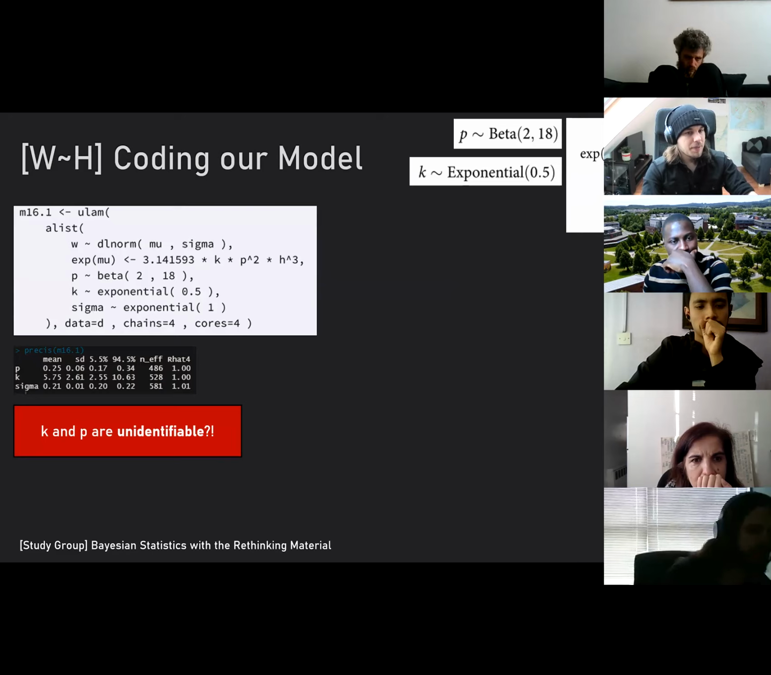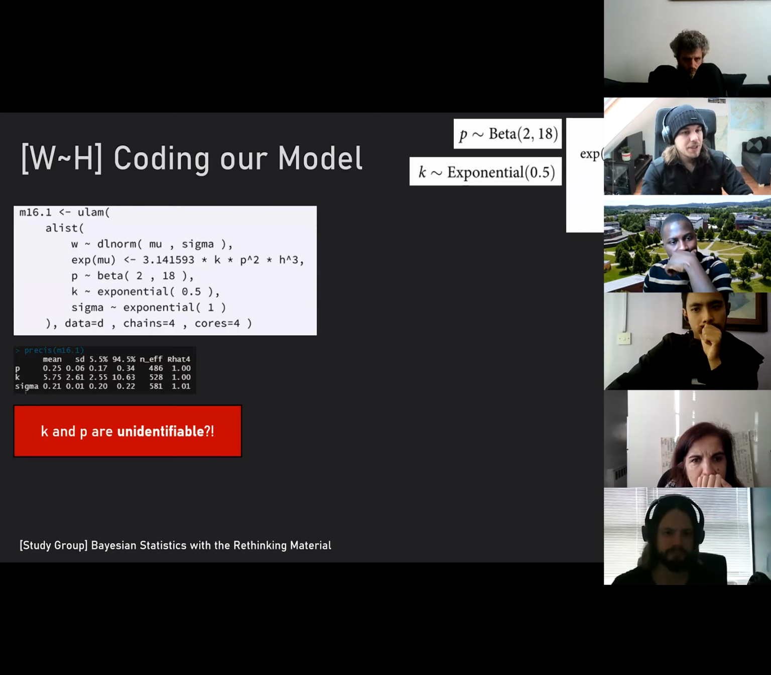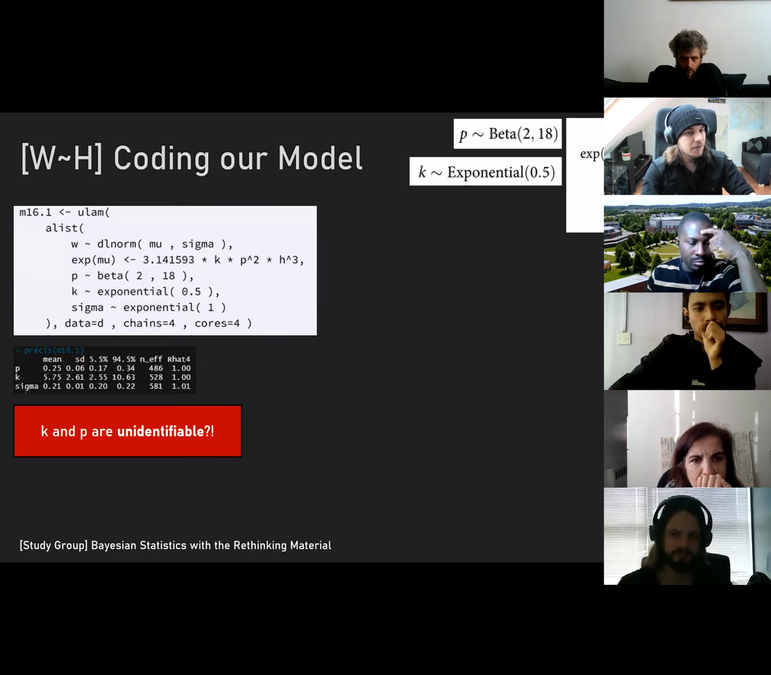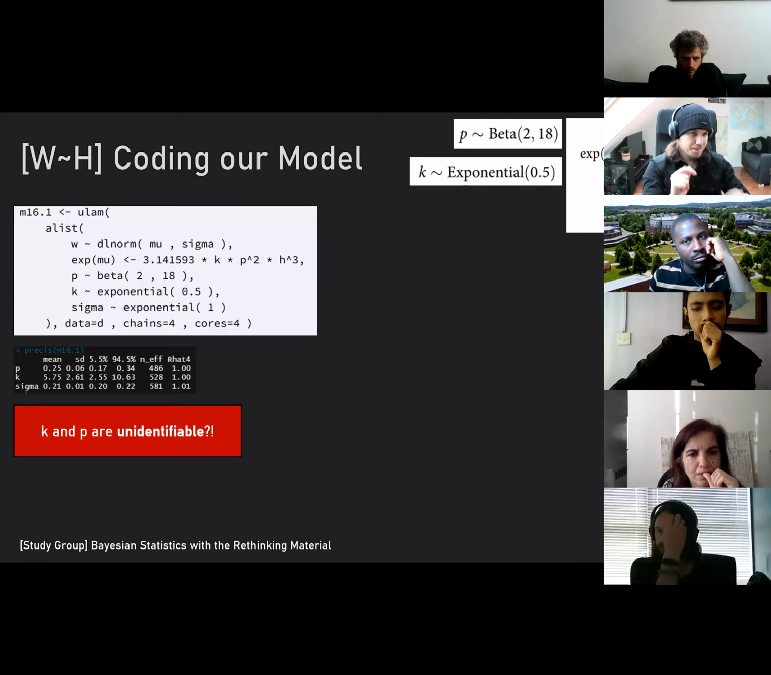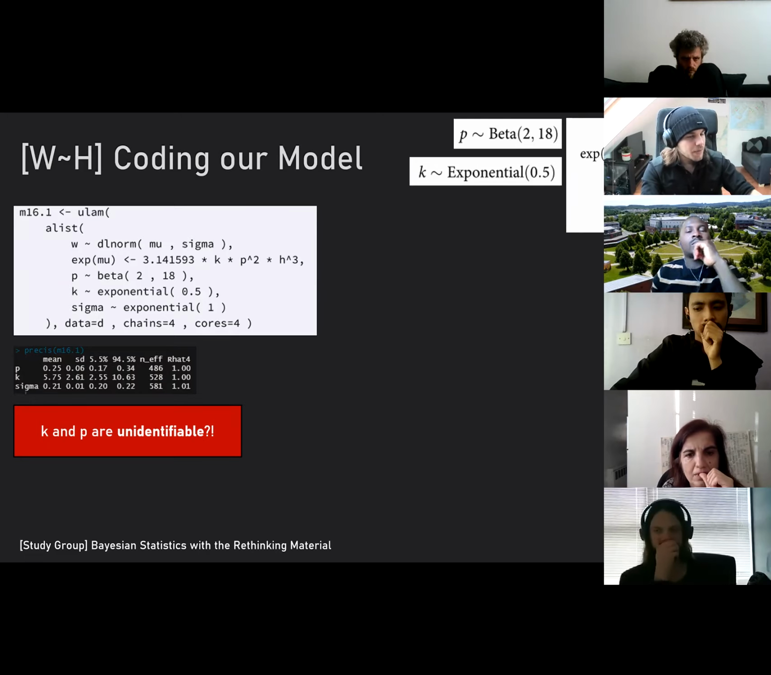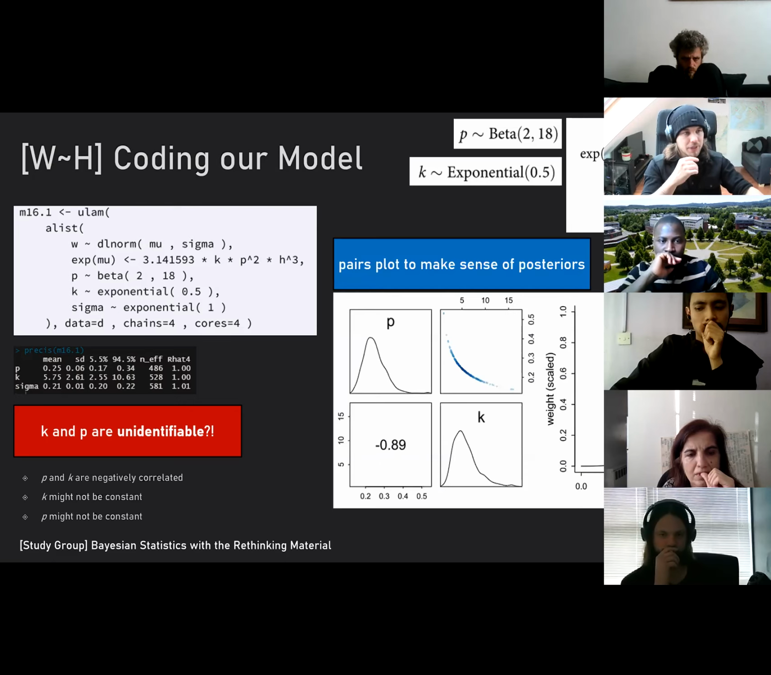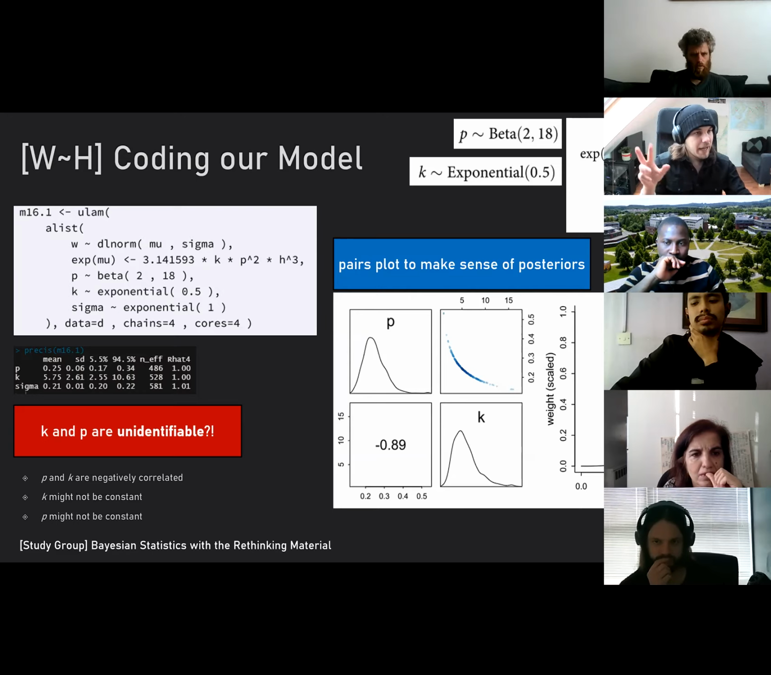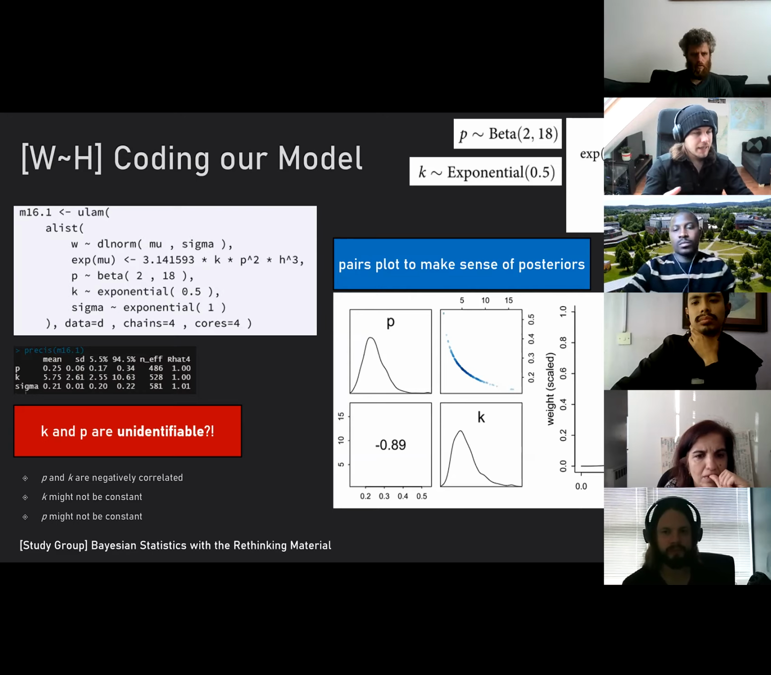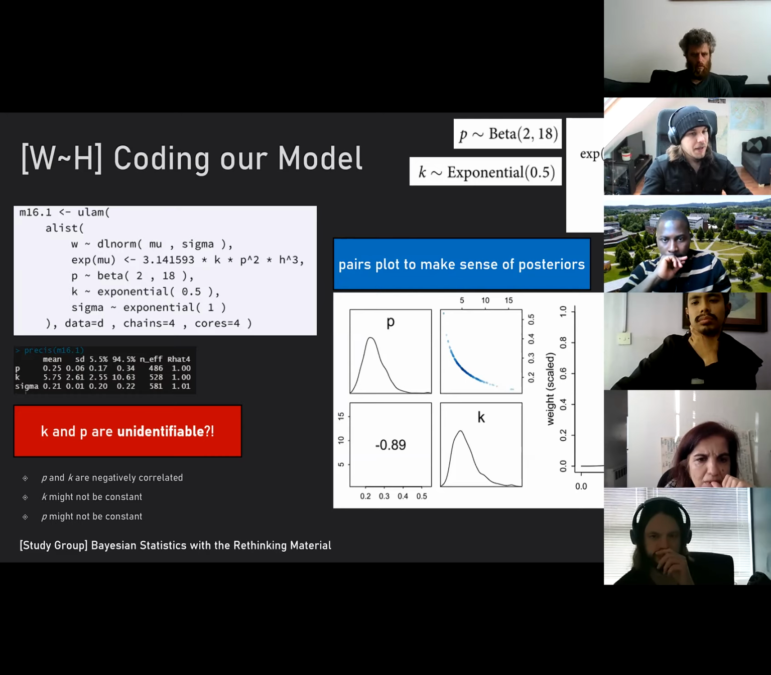So the question comes up again, are K and P truly unidentifiable? Well, we could say that the interval around K is rather large, and maybe that's an issue. But before we get into just the numbers themselves, let's plot the output. Right here, we're plotting the pairs plot of the two posteriors, K and P. And we can see that they are negatively correlated.